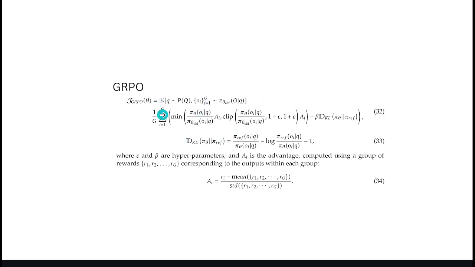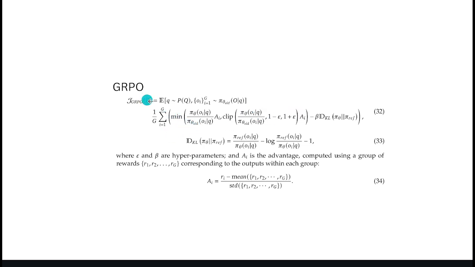How about this part? It seems to be a very complicated formula, but you can read right here. This q is from P of Q, that is the query. So you get a query from the data set, and the outputs from the old theta. Your theta is going to be updated to a new one. So you get these outputs oi here. Then we need to update the theta.